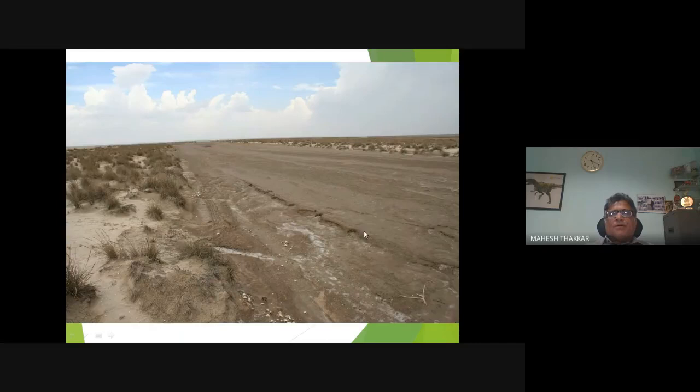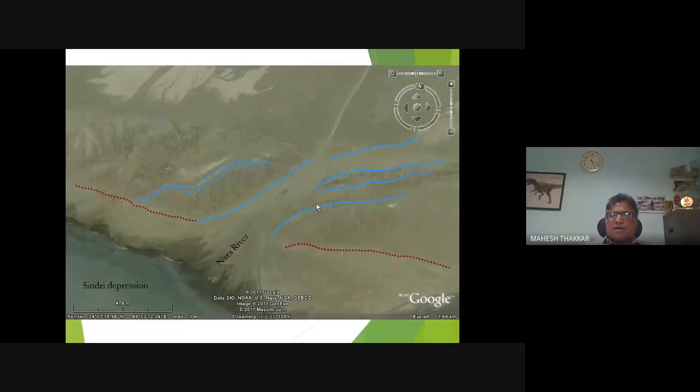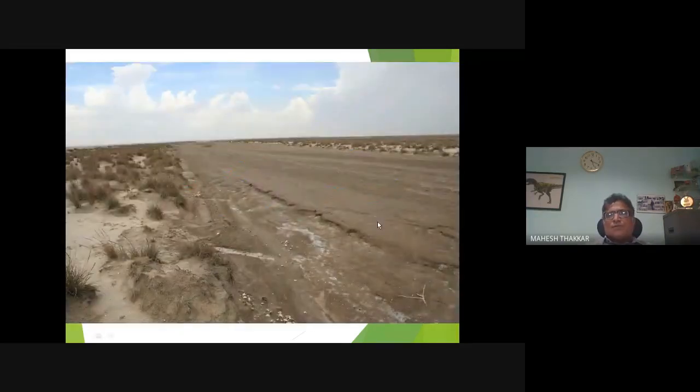Okay, and look at the close view, ground view of this Nara Channel, abandoned Nara Channel. So this was once upon a time used by the shipmans. It was a navigation channel to Pakistan. This is the way to Pakistan, and this is the way to Kori Creek down. Now everything is desolate, merged into the Great Run of Kutch, and nothing is there. No man is living here.